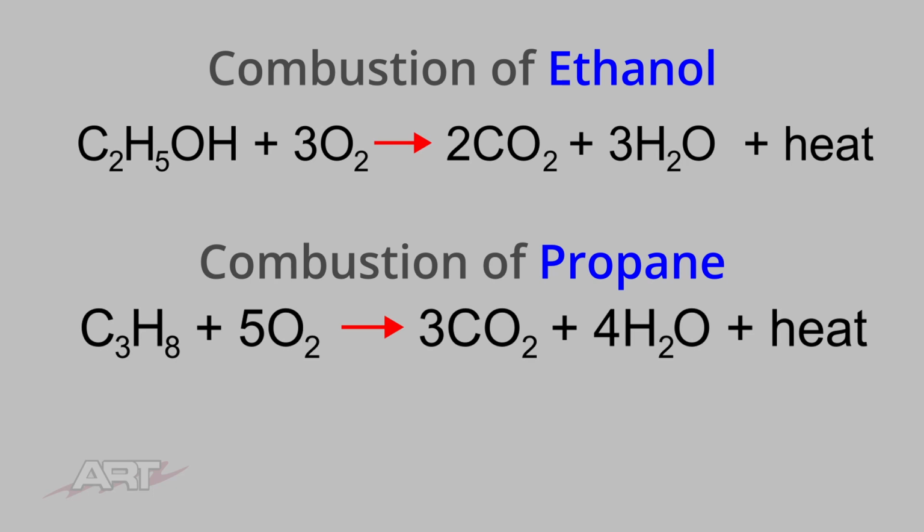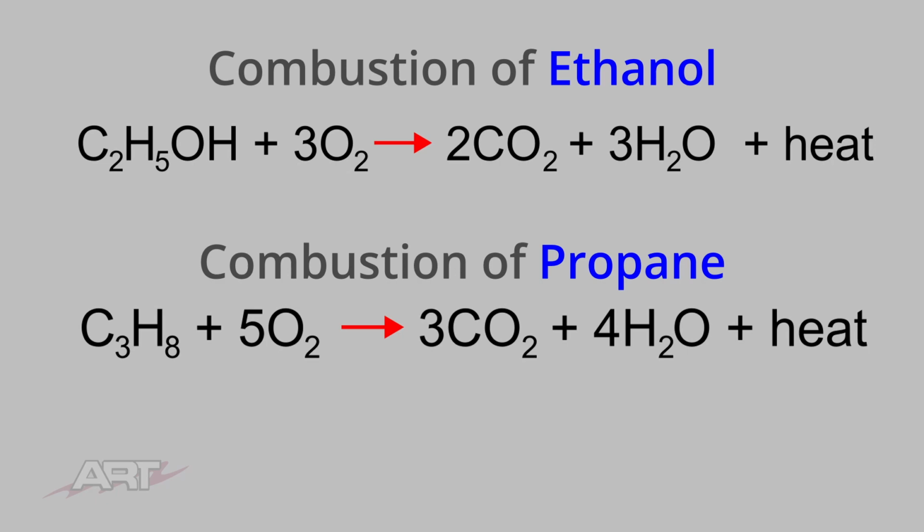We see here that the combustion, or the combining, of ethanol with oxygen yields carbon dioxide gas and water vapor plus heat. Similarly with the propane, we combine that with oxygen and we get the same yield, carbon dioxide and water vapor plus heat. So we get heat that we can feel and some light that we can see, but we can't see the carbon dioxide or the water vapor.